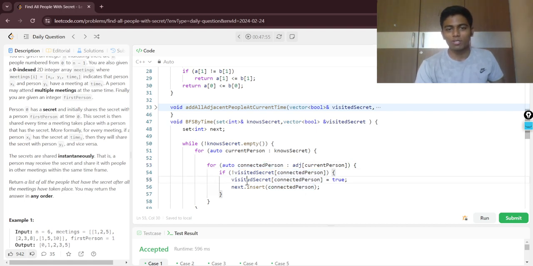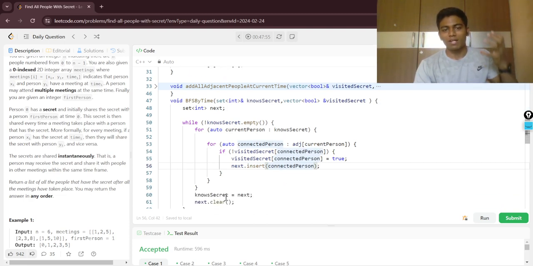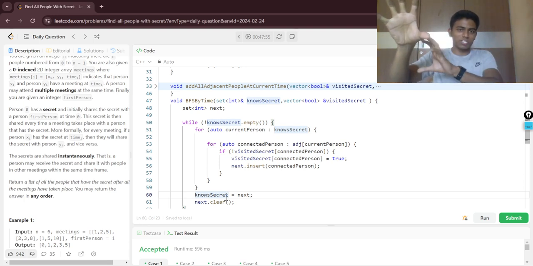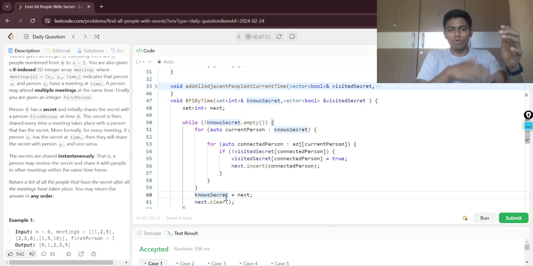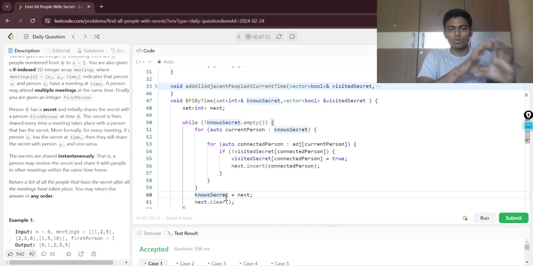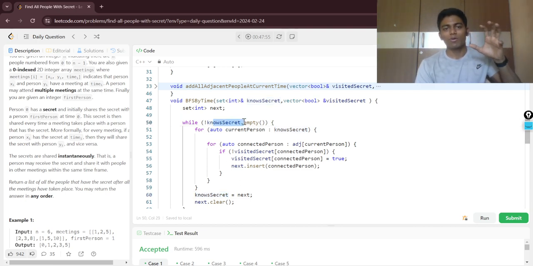So we are adding into the next iteration, which is going to be next dot insert a connected person, and then at last we are going to keep the people who know the secret in the next iteration, and then we are going to remove all the people who already shared the secret with the connected person. So we are going to remove this, and then we are going to take the next person who knows the secret, and then we'll do the iteration till all the people who know the secret have been processed and the set is empty.